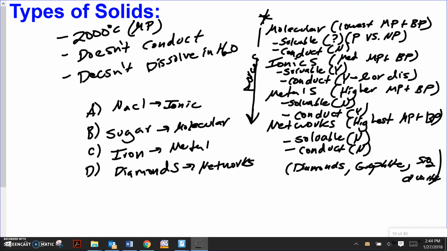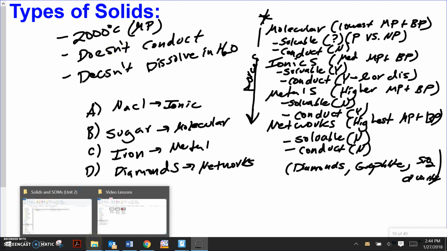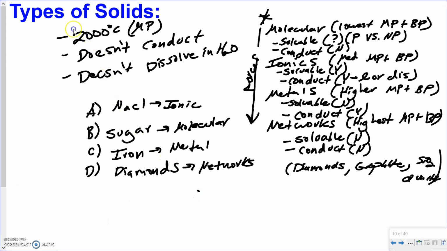Okay, so 2,000 degrees Celsius, fairly high melting point, and we'll get a little bit more comfortable on what makes it high and what makes it low. Typically, if it's in the thousands, I would say it's fairly high, so somewhere in that ionic metal network range. And of course, I'm making up these numbers. Does not conduct would either be a molecular solid or a network solid, because ionics would conduct as a liquid or as a solution.